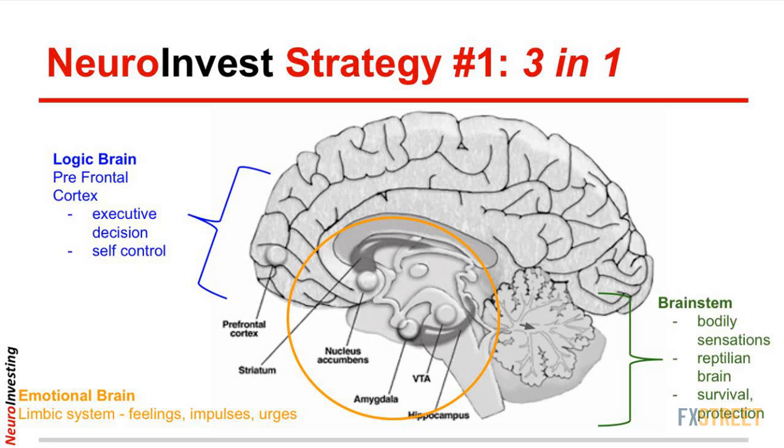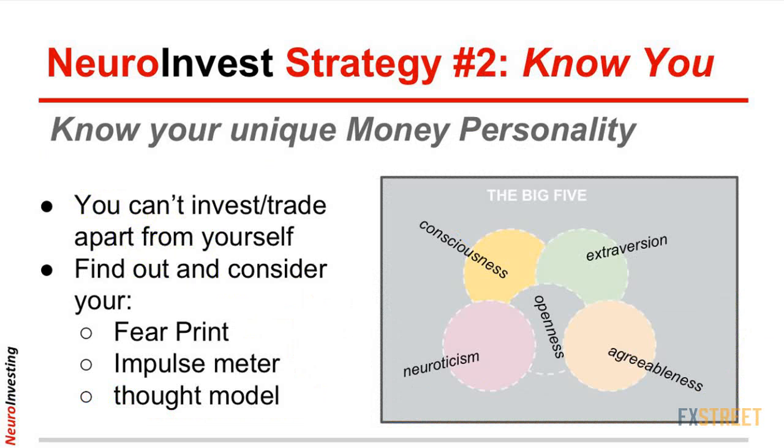Now, that brings us to the next question, because each one of us is triggered by different things in how we feel fear and how we feel excitement, because each one of us has a unique, what I call money personality. So the NeuroInvest strategy number 2 that I want to leave with you is: know yourself, know your unique money personality.